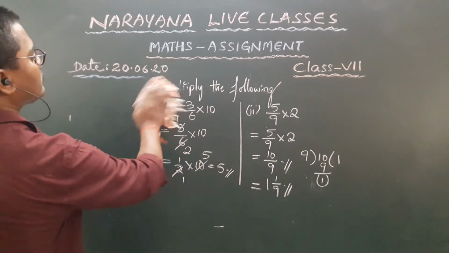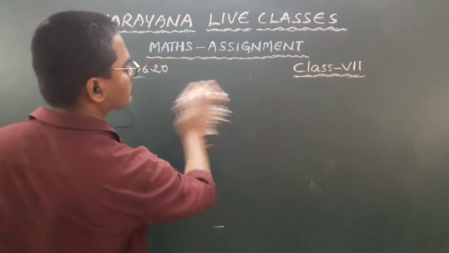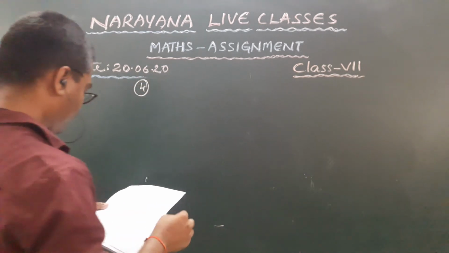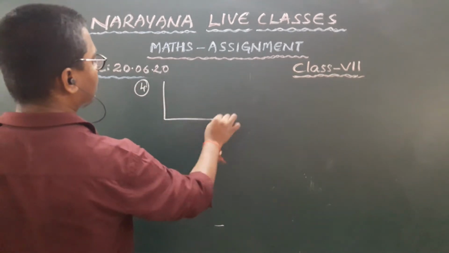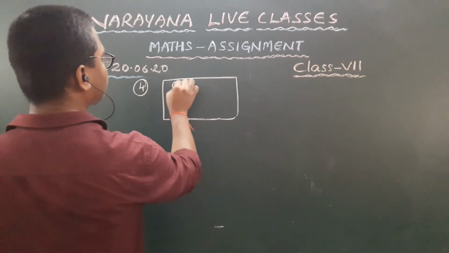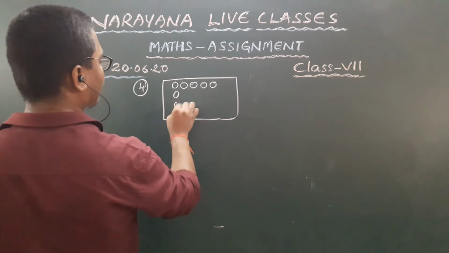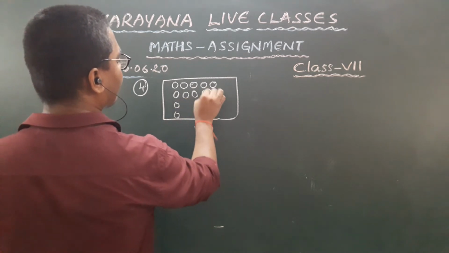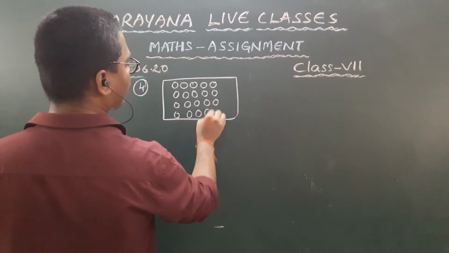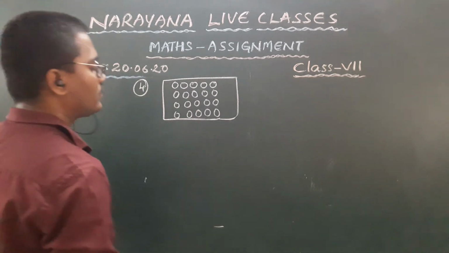Now coming to the fourth question. Fourth one. So they have given a figure, children. I will draw the figure over here. So this is the figure they have given. So first of all, let us write down.